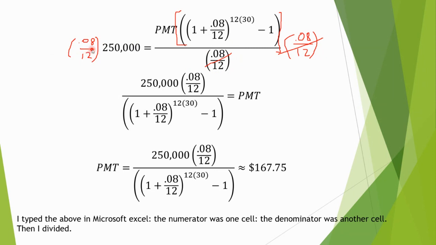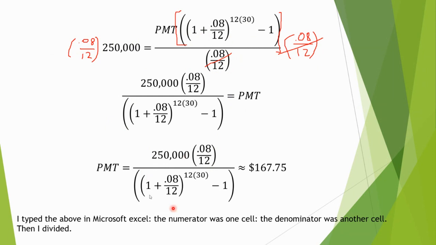Then, what do you do next? Both sides you're going to divide by this because you want PMT to be alone, and you end up with this thing, as you can see. And now what's PMT then?